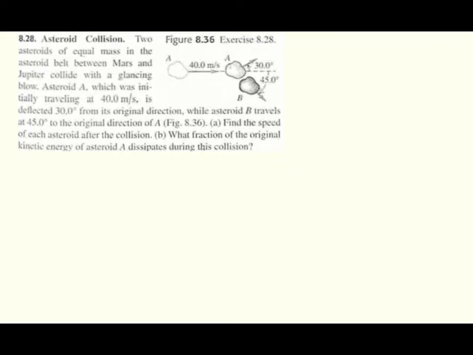Yeah, let's do 8.28. We've got the asteroids colliding. Asteroid A comes in at 40 meters per second and runs into B, which is just sitting there. A goes up at 30 degrees, and B goes down at 45 degrees. They have the same mass. We're going to find the speed of each one.